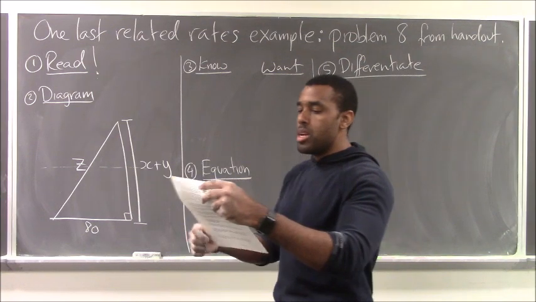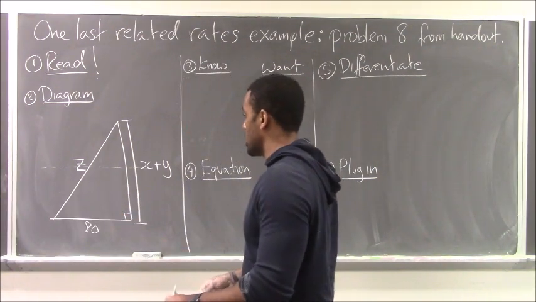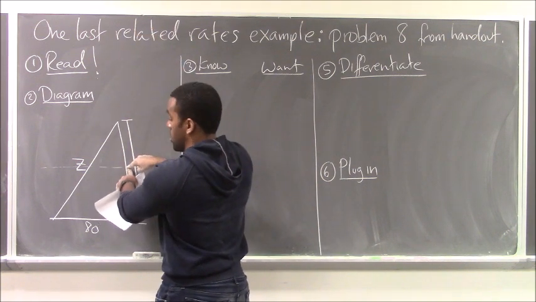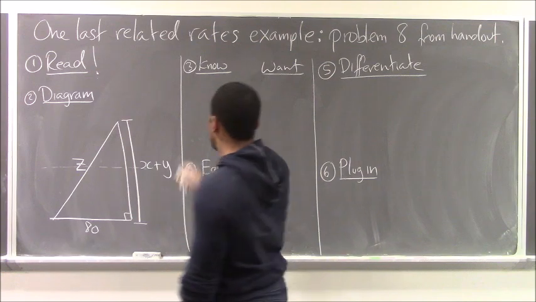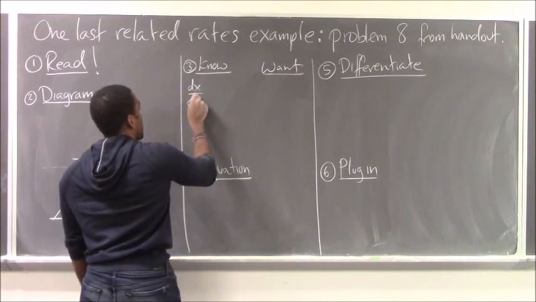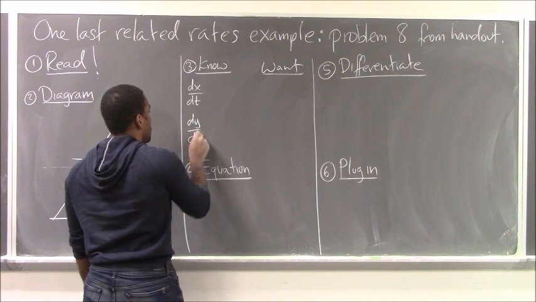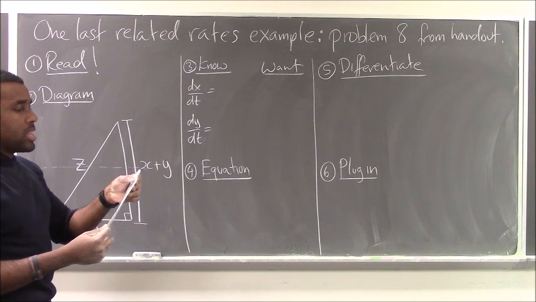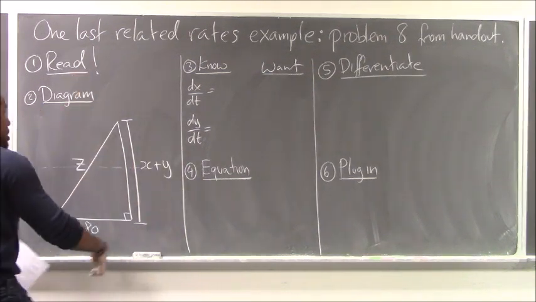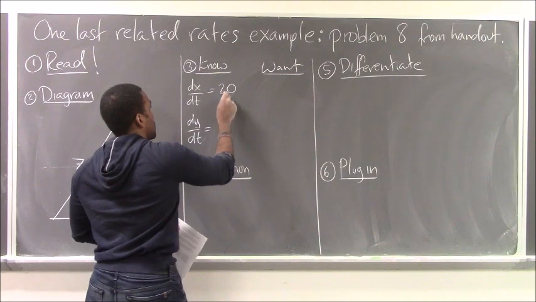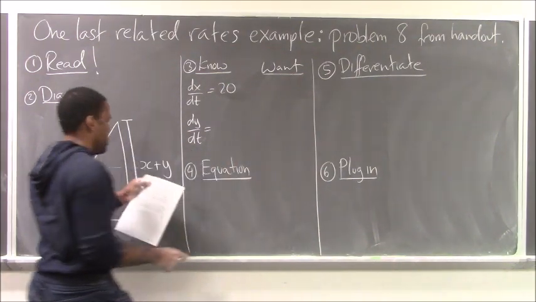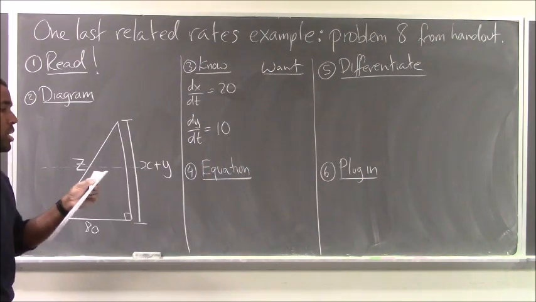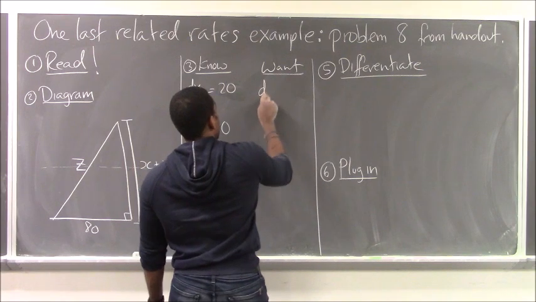Now, what do we know? Well, we know how fast x and y are changing. y is getting larger because B is sailing away. x is also getting larger because A is sailing away, so we know dx/dt and we know dy/dt. We also know that both need to be positive because they're getting larger. Ship A sails south at a speed of 20, so it's going down at 20. Ship B sails north at a speed of 10, so it's going up at 10. And what do we want? How fast is the distance between them changing? We want dz/dt.